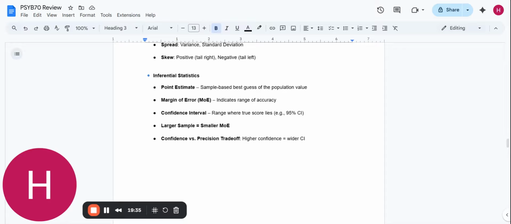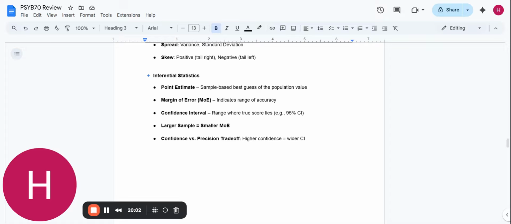Margin of error focuses on the range of accuracy that we have. So it's actually the range of uncertainty you have around your point estimate. So if your estimate is 70% plus minus 5%, then the margin of error is 5%. The larger the sample is, the smaller the margin of error is. So we have more precise estimates when you have a smaller margin of error or when you have a larger sample.